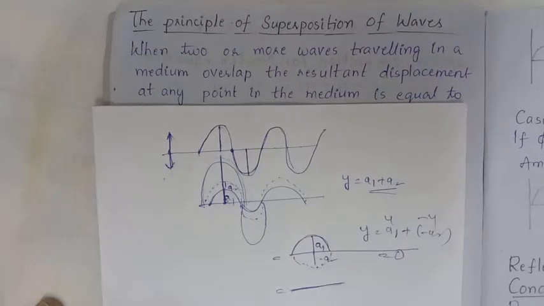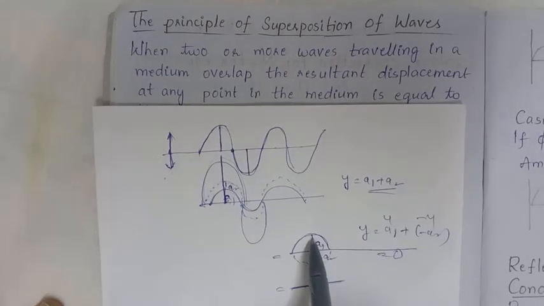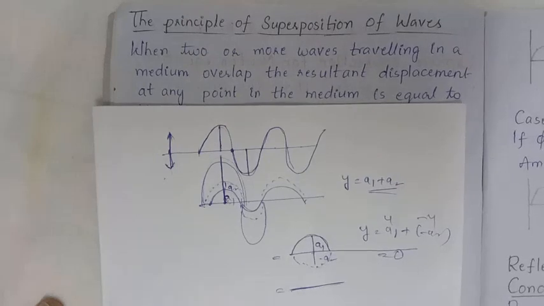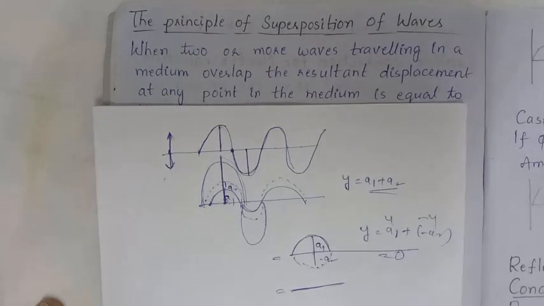How can we find the resultant amplitude or the resultant displacement of this vibrating particle? The resultant displacement at any point in that medium is equal to the algebraic sum of the individual displacements. This is the statement of the principle of superposition of waves.